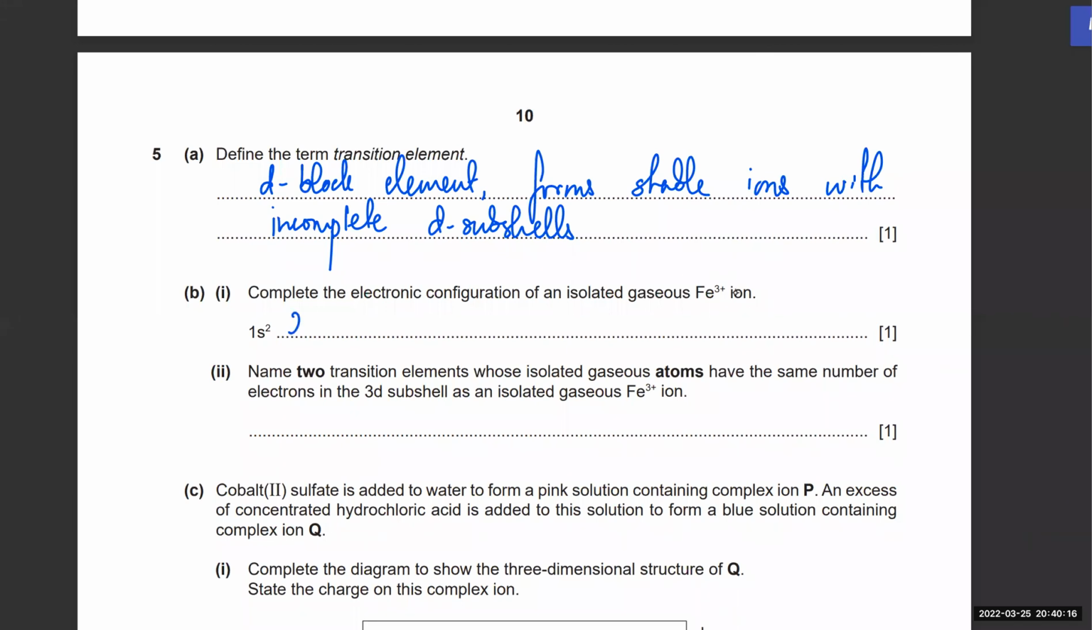That's 26 electrons. So it's 1s2, 2s2, 2p6, 3s2, 3p6. Then you have 4s2, and 3d would be 6. But since this is 3 plus, so this would be gone 2 electrons, and there would be just 5 electrons left in the D. Name 2 transition elements whose isolated gaseous atoms have the same number of electrons in the 3D subshell as an isolated gaseous Fe3 plus ion.